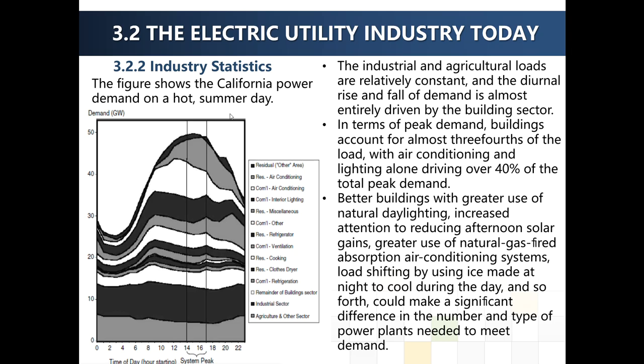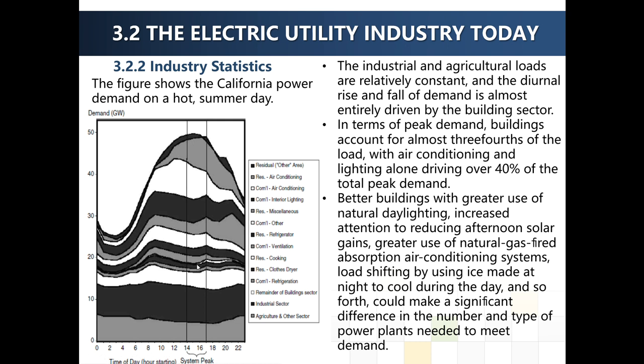This slide shows the California power demand on a hot summer day. As we can see, the bottom load is the agricultural load, and on top of the agricultural load is the industrial load. The industrial and agricultural loads are relatively constant. In terms of the peak demand, three-quarters of the load is air conditioning and lighting, which accounts for 40% of the total peak demand.